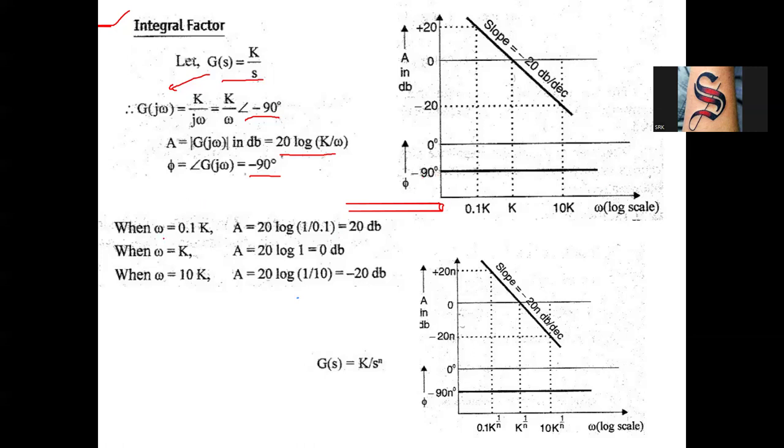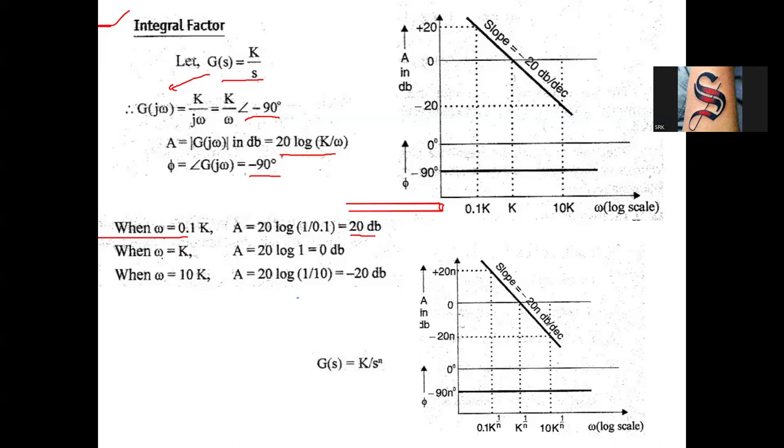For example, if you substitute the frequency omega equivalent to 0.1k, what's the magnitude function here? 20 log of k by omega. So now what is the value of omega? 0.1k. So k gets cancelled, and you get 1 by 0.1. What is the value of 1 by 0.1? It is 10. What is the value of 20 log 10? It's 20 decibels, right?